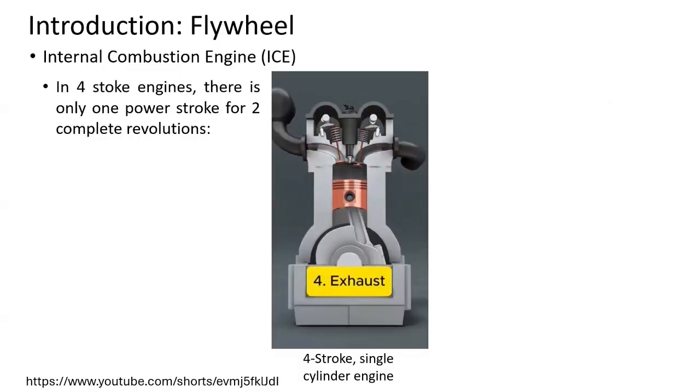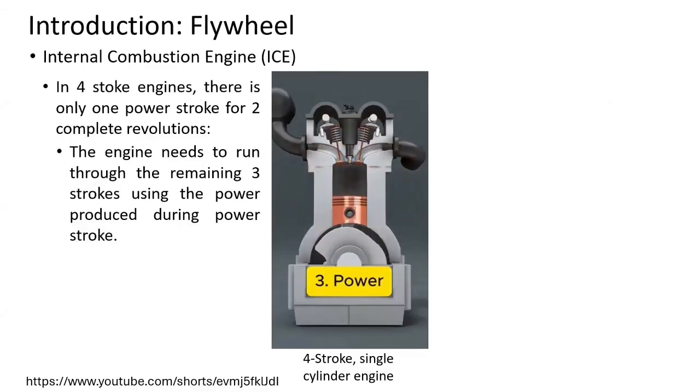Now within these 2 complete revolutions, the single cylinder engine produces energy only during one stroke, that is the power stroke, that is where the combustion is taking place. So the power produced during this power stroke has to be used to turn the engine through the rest of the strokes. So obviously, the power production by the engine is not constant, not uniform.